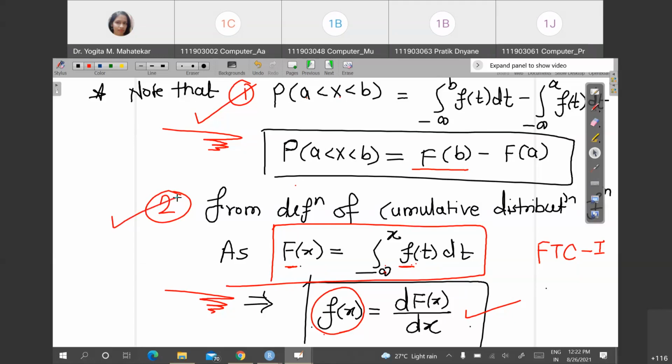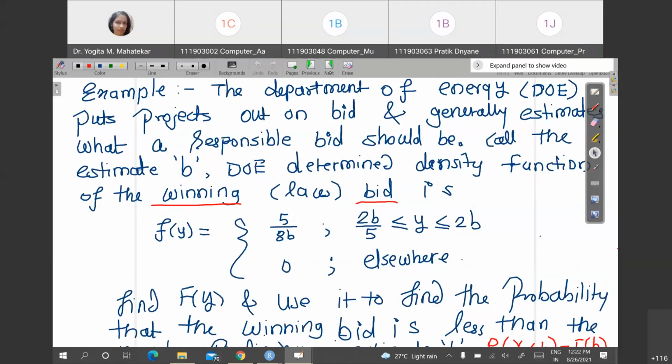Okay, let me go to the next step. Let us take an example. Let me just read the question. I have written it already. The Department of Energy, DOE, puts the project on bid. Generally estimates what a responsible bid should be.